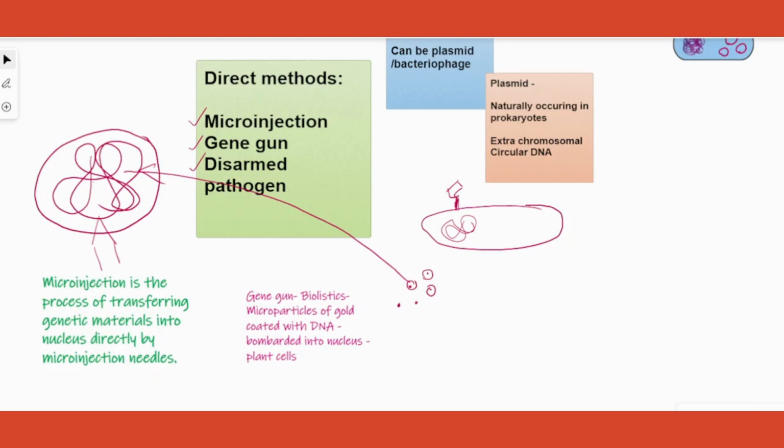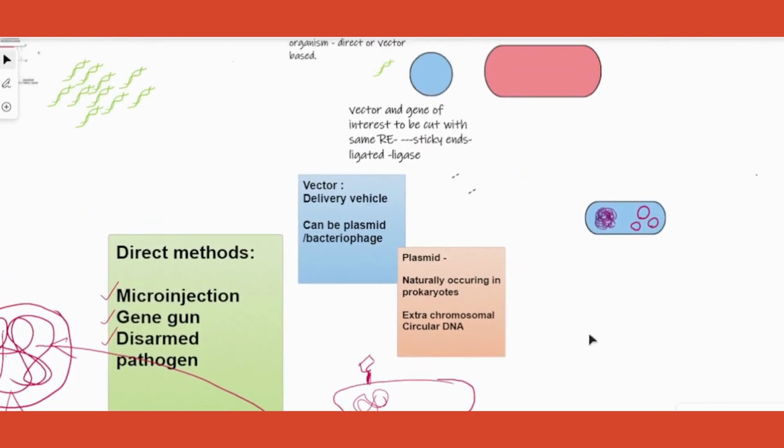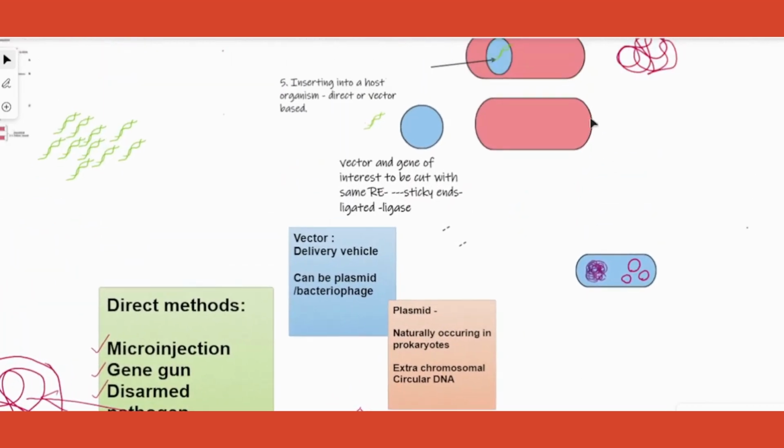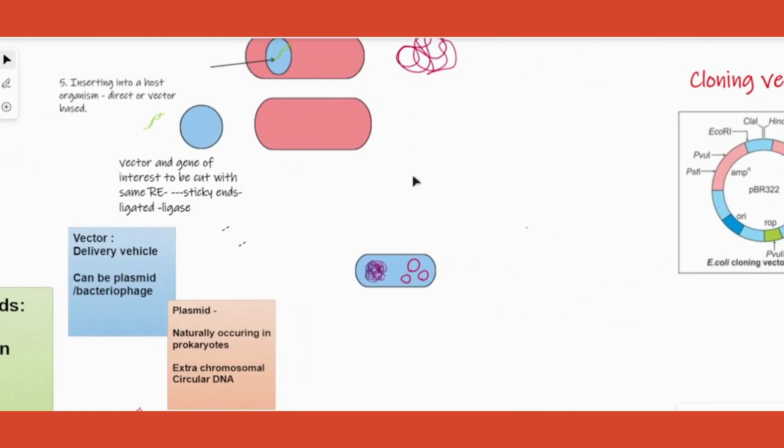Now, direct methods are expensive to a large extent. Usually, we use vector based transfer of genetic material into the host, which I will be explaining in a minute. So, what is a vector?